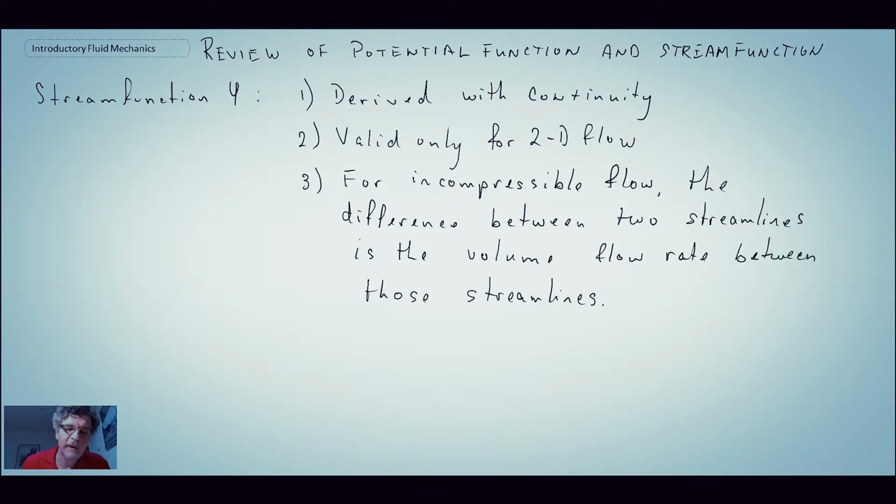So when we looked at the stream function psi, we used continuity to derive it, and we showed that it actually satisfies continuity. We also found that the stream function was always parallel to the velocity vector. We said that it was valid only for 2D flow. And the last thing we did is we looked at the change from one stream function value to the next one, and we said that that was equal to the volumetric flow rate between those two streamlines. So that was the stream function and the streamline.